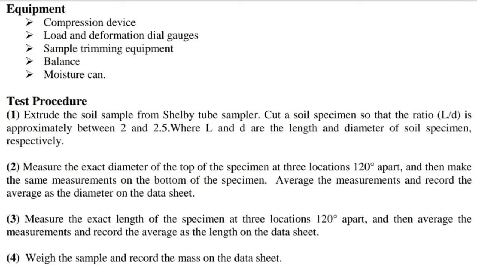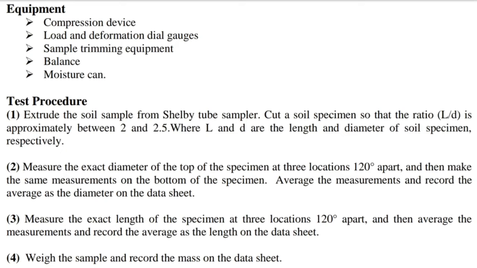Equipment: compression device, load and deformation dial gauges, sample trimming equipment, balance, moisture can. Test procedure: 1. Extrude the soil sample from the cell by tube sampler. Cut a soil specimen so that the ratio L by D is approximately between 2 and 2.5, where L and D are the length and diameter of the soil specimen respectively.